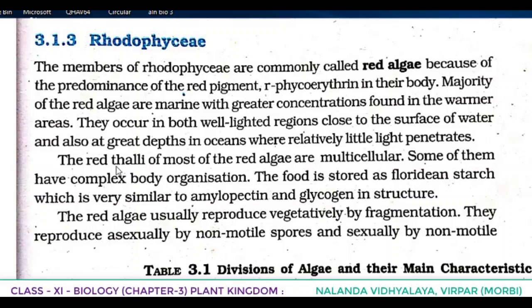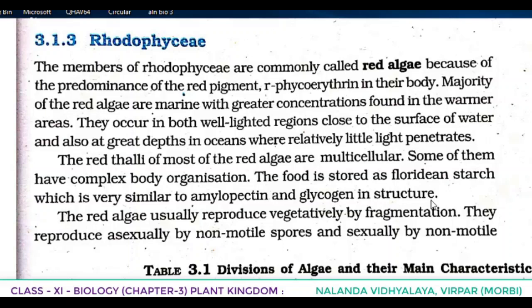Now, the red thalli. Here you have to understand that thalli is the plural of thallus, as in the case of nucleus, plural nuclei. So, the red thalli of most of the red algae are multicellular. Some of them have complex body organization. It is not like what we discussed in the case of algae, where it is simple. But in the case of Rhodophyceae, complex body organization is there. And the food is stored as Floridian starch, which is very similar to amylopectin and glycogen in structure.